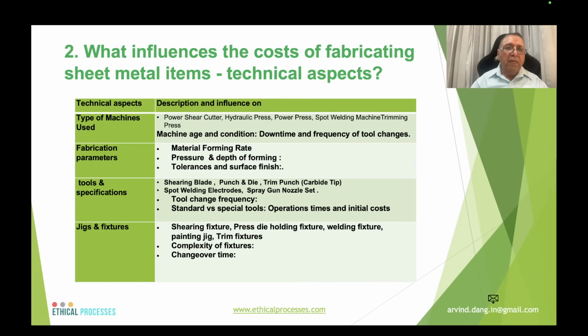Then fabrication parameters like material forming rate, pressure and depth of the forming, tolerance and surface finish. Tools and specifications like shearing blades, punching dies, trim punches, spot welding electrodes, jigs and fixtures, shearing fixtures, press die holding fixtures, welding fixtures, painting fixtures, and jigs, etc. Change over times.